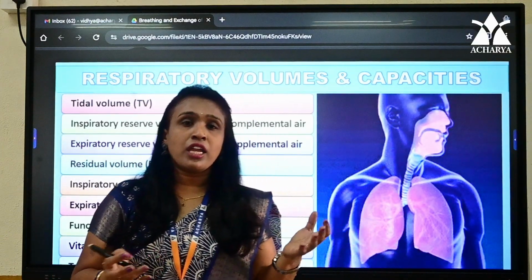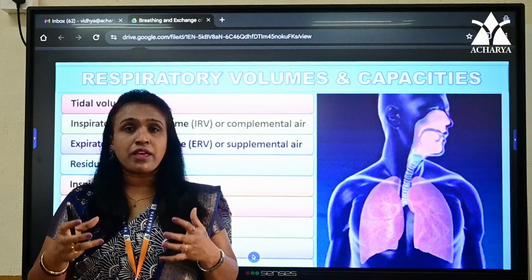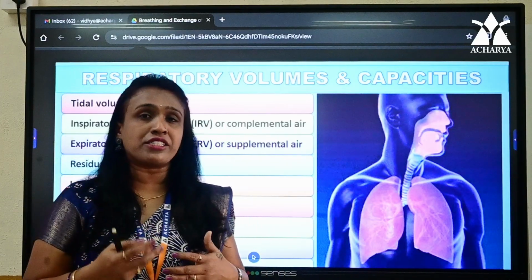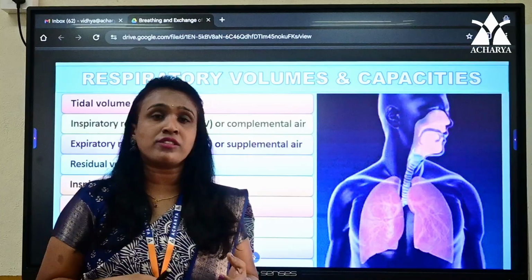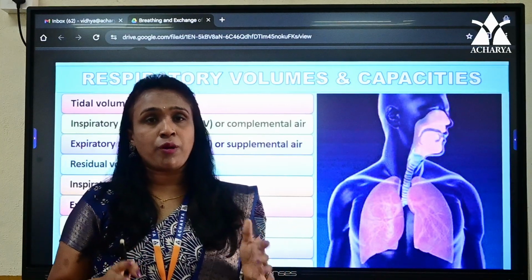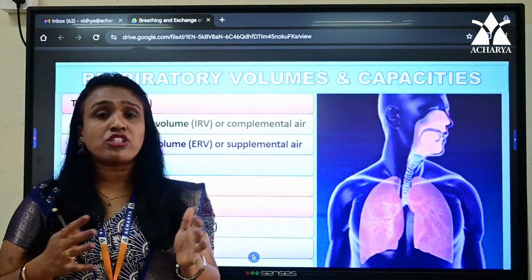See, we are inhaling an amount of gases, and it is getting exchanged. It is also residing inside our lungs. So all these capacities are very important for the functioning of the lungs.